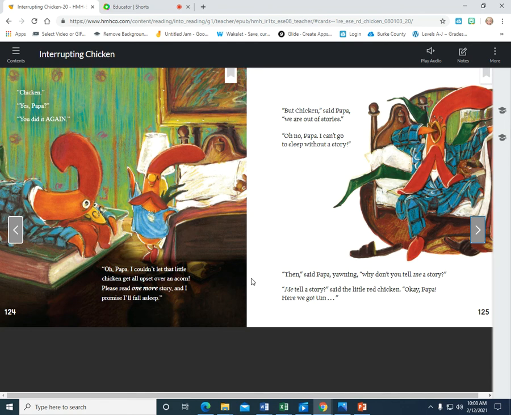Boys and girls, stop for a minute and just look at this picture here on page 125. What is Papa doing? He's yawning, right? So this tells us that Papa's tired. He's sleepy. He's ready to go to bed. So he gets in that little bed, and what do you think Chicken is like? Why does she keep interrupting? What do you think this little chicken right here is like? Were you thinking she's energetic? Maybe doesn't follow rules well? Maybe a little hyper?